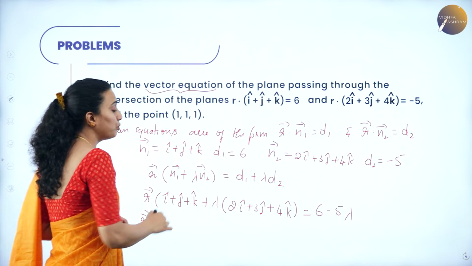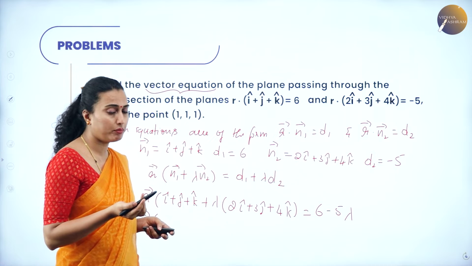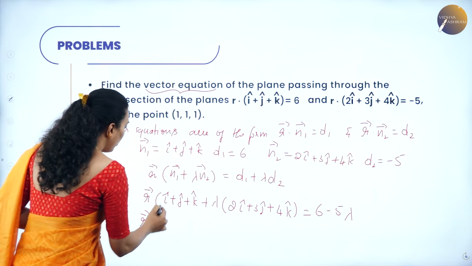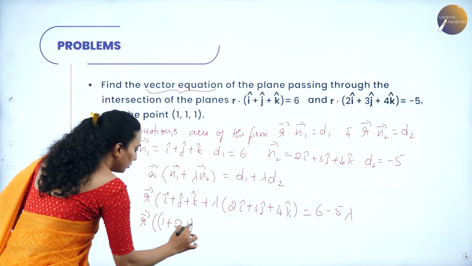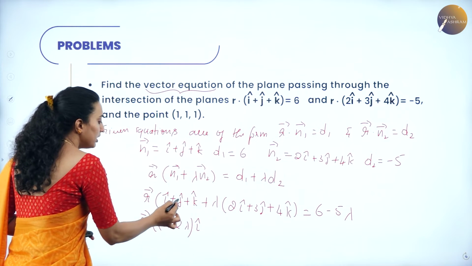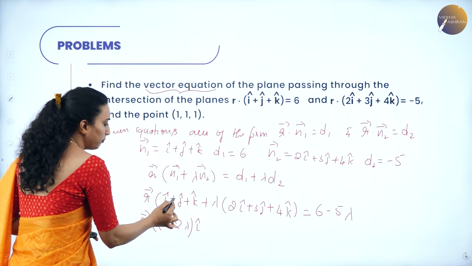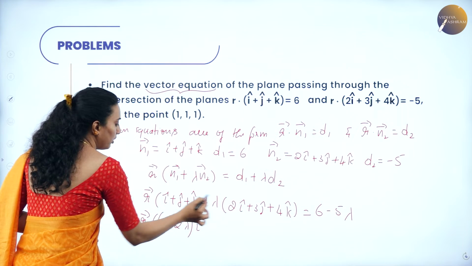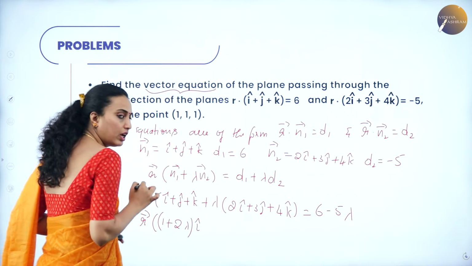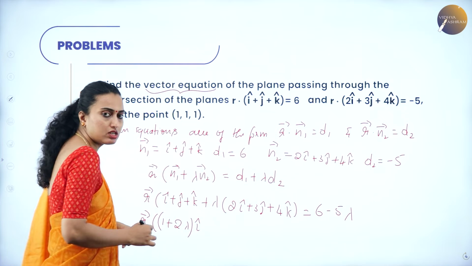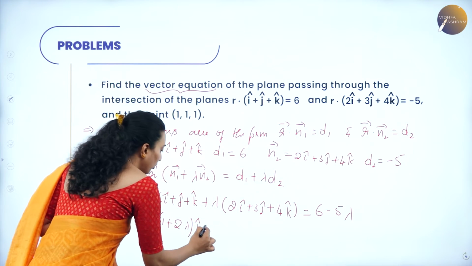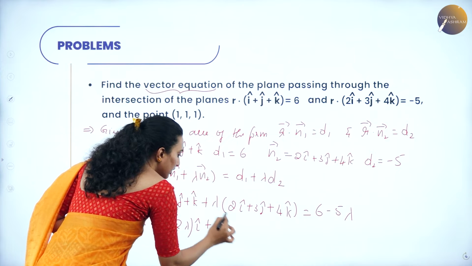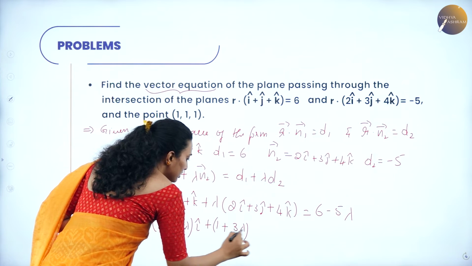Here 2 lambda. If you take common factor of i, what will come? 1 plus 2 lambda into i. Correct. Similarly, if you take j common, I am adding plus and plus. So for j, here you have to multiply 3 into lambda, then add with this. Adding with this means you have j coefficient here 1. So you can have 1 plus 3 lambda into j.